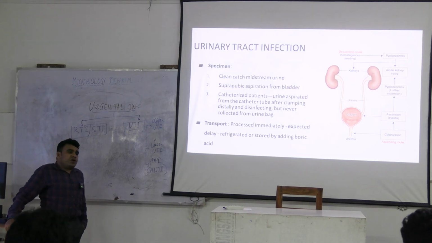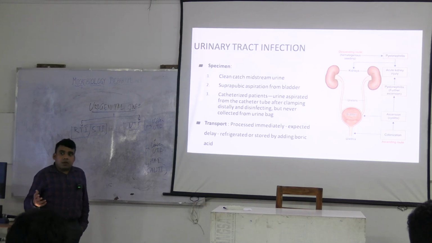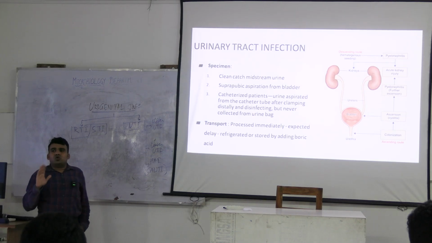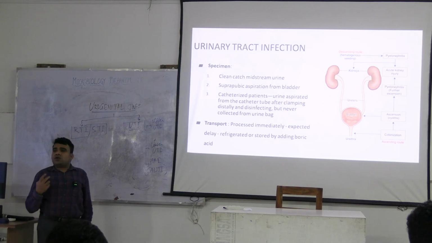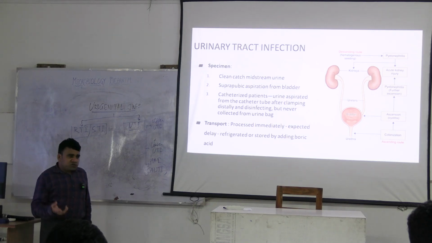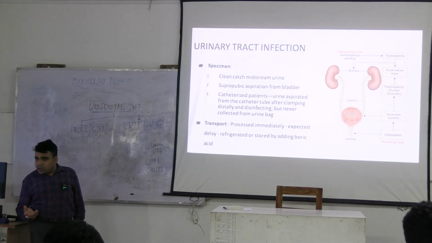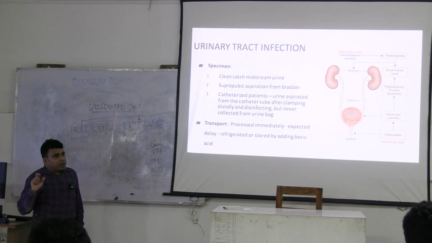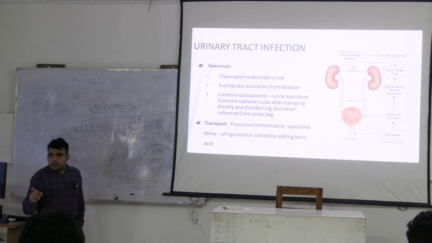So what is midstream voided urine? You ask the patient to start voiding the urine. The process of voiding should not be stopped. Only the middle part of the urine should be collected. Why? The fore part will have organisms which colonize the urethra, and the terminal part, because the force of urination decreases during the last part, has higher chances of contamination. Hence the mid part should be collected, and you must make the patient understand that the patient should not stop voiding the urine.